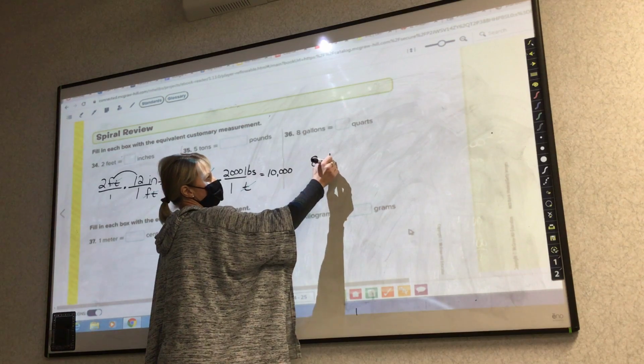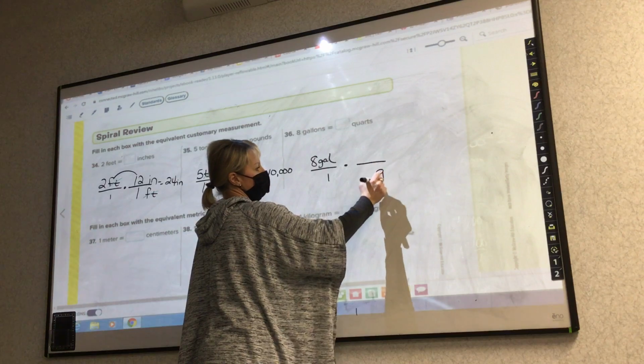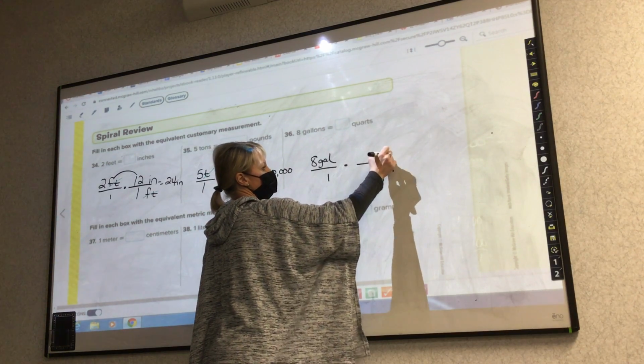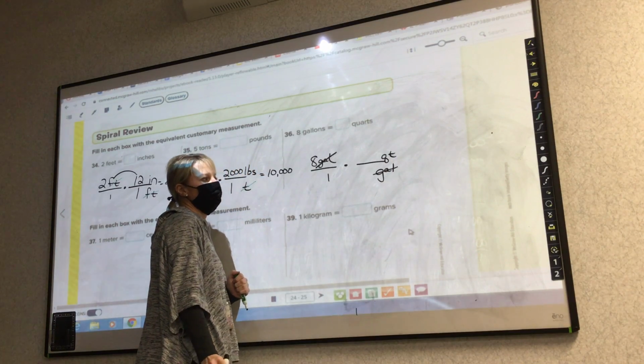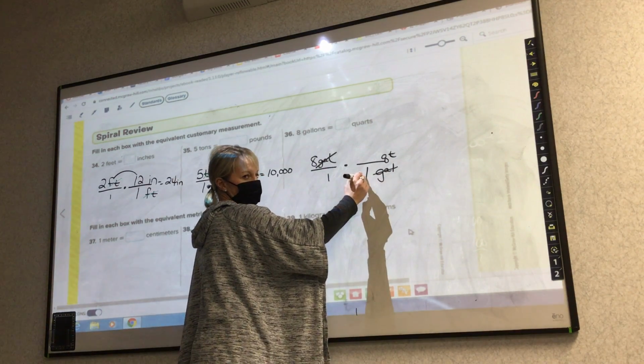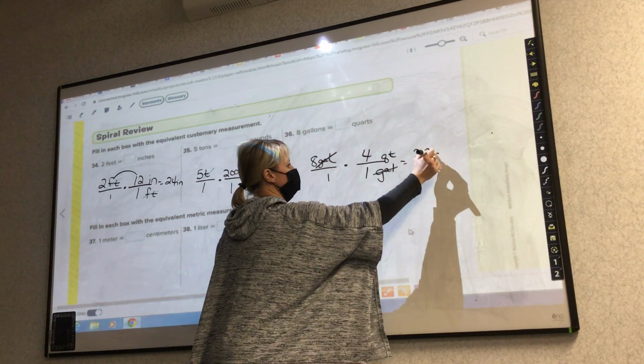8 gallons. I want gallons on the bottom, and I want quarts, so quarts are on top. These cancel each other out. So in 1 gallon, there's how many quarts? 4. So 8 times 4 is 32.